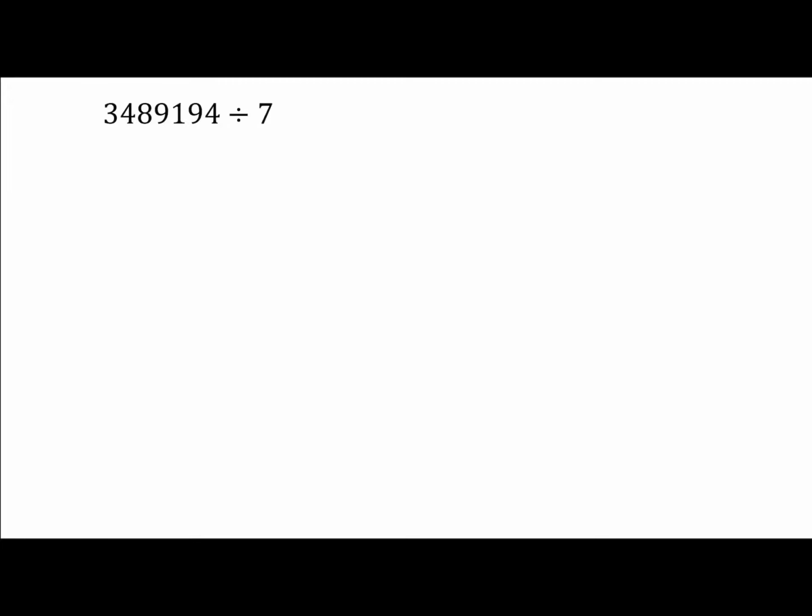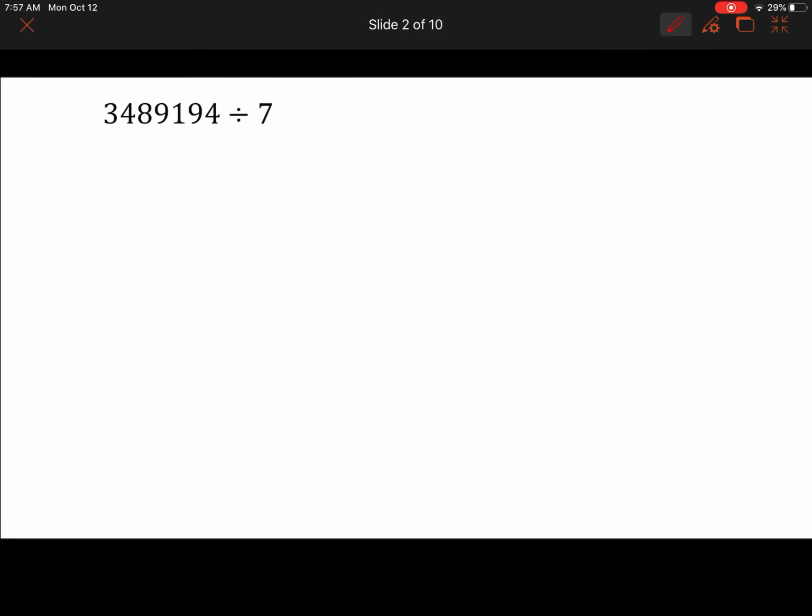Long division with numbers, we're going to first start with this one. It's this giant number divided by 7. We just take it one piece at a time and it will be okay. I'm going to put the 7 on the outside as my divisor, and then 3, 4, 8, 9, 1, 9, 4 on the inside. The very first thing you look at is the first number on the inside. Is that divisible by 7? No, not quite big enough.